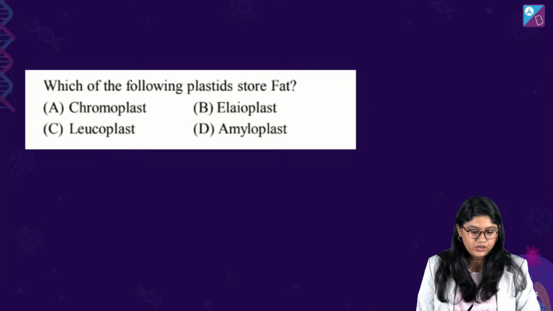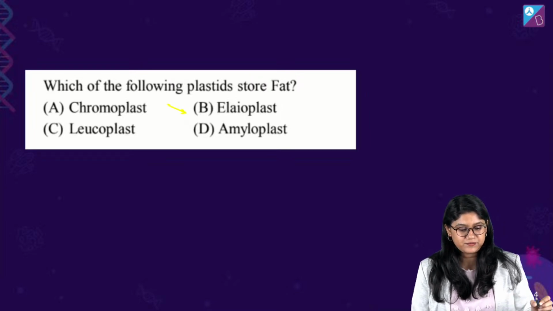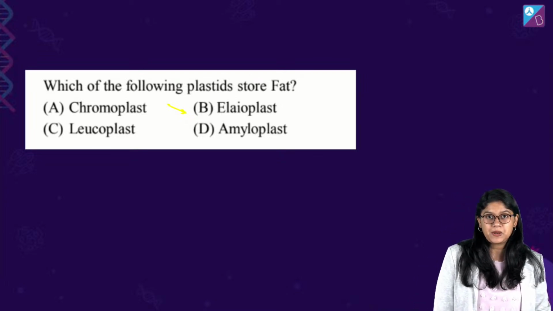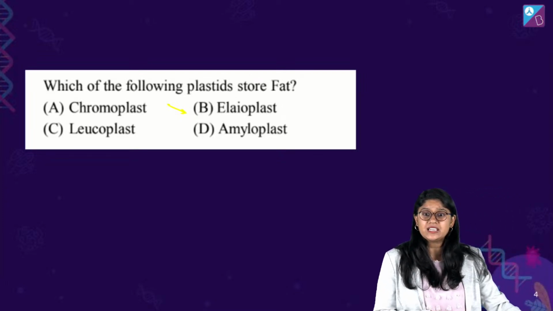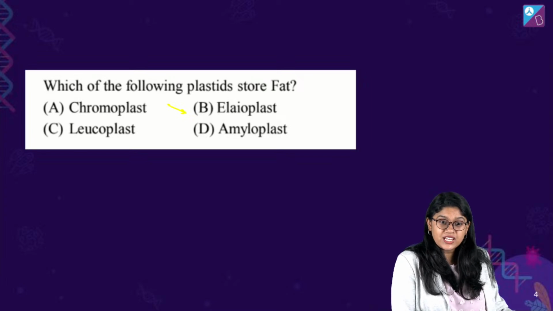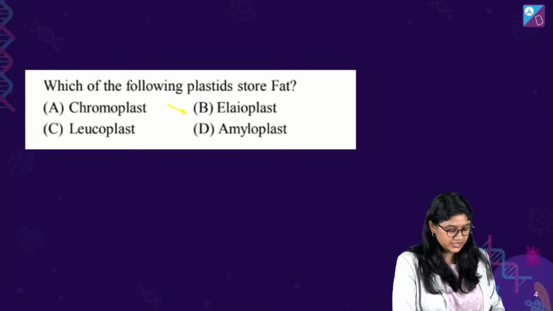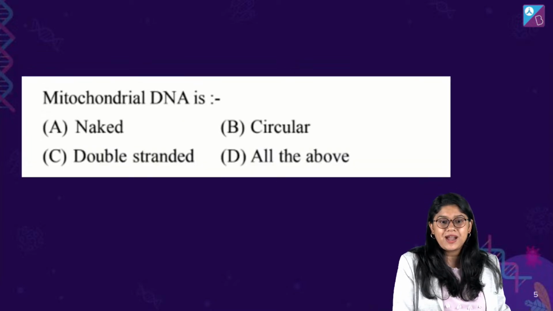Very good, I can see answer B. A leucoplast plays a very important role in the storage of carbohydrates. Very good, everyone. Chromoplasts, of course, have the color pigment and leucoplasts in general play a very important role in storage. Next question, everyone.